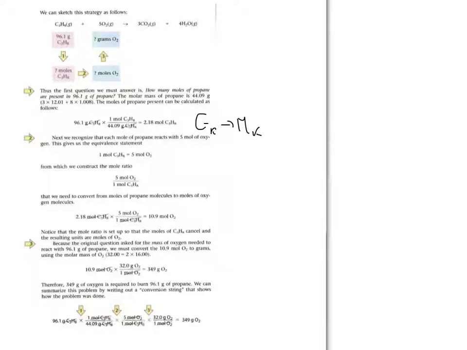Once we have moles of known, we're now going to go to the mole ratio. And so you can see here the mole ratio is 5 to 1. So then we multiply the number of moles of propane by the mole ratio, and we get 10.9 moles of oxygen, which is, in step 3, moles of our unknown, and then we simply multiply by the molar mass to get grams of our unknown. Okay, so very straightforward process, and we have our answer right here, 349 grams of oxygen.